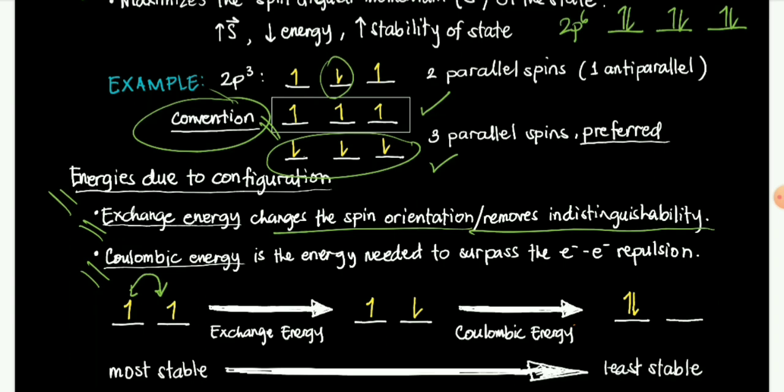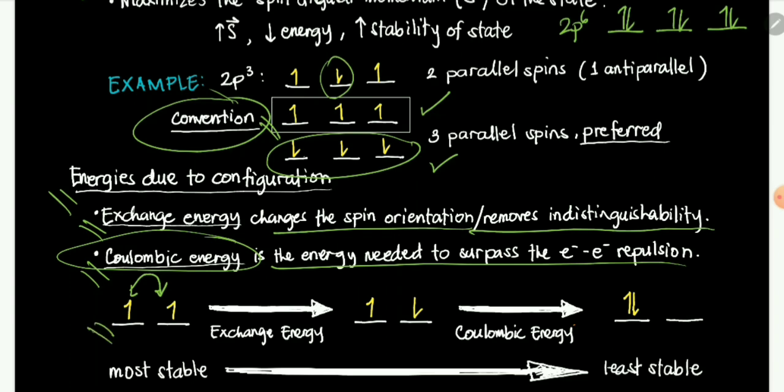Okay? So, we also have the Coulombic energy. So, that's the energy needed to surpass the electron-electron repulsion. So, pag pinaglapit mo yung dalawang electron, nilagay mo sila sa isang orbital, okay? Meron ka dapat na isurpass na electron-electron repulsion energy kasi paglalapitin mo yung dalawang electrons. So, kailangan mong isurpass yung tinatawag nating Coulombic energy.